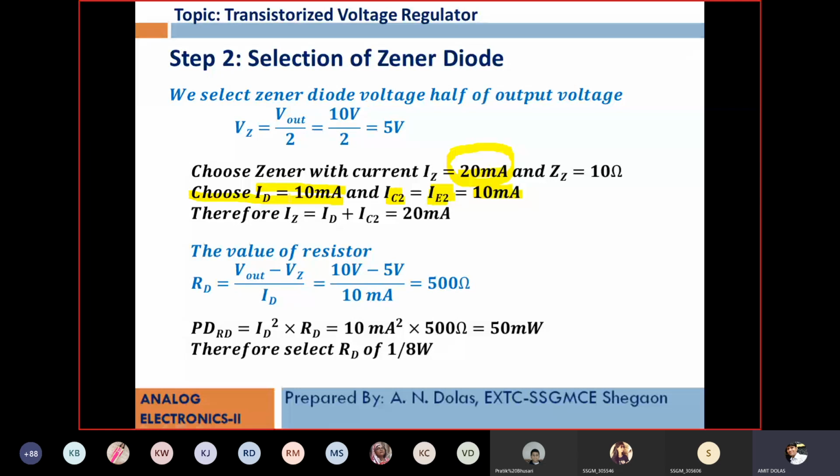the current passing through RD, ID, is equal to 5 milliampere, and IC2 you may choose 15 milliampere, or you may choose ID 15 milliampere, IC2 5 milliampere. No worry about that. But one method is I have chosen half of that, that is 10 milliampere. It will be easy for further calculation. Therefore, the Zener current is ID plus IC2, that is 20 milliampere here. So the value of resistance RD.